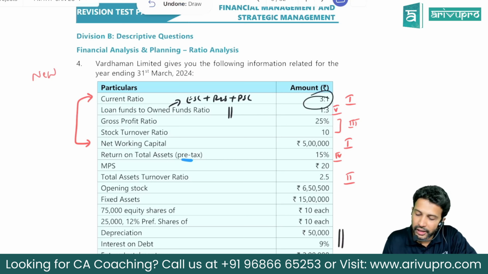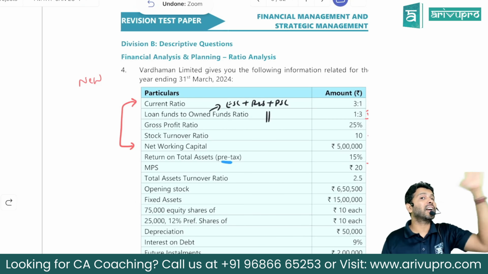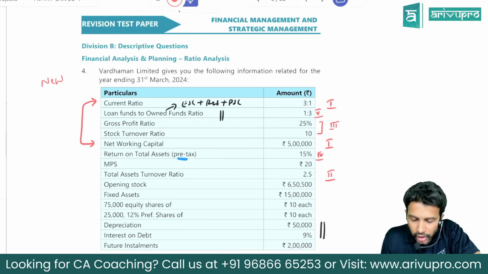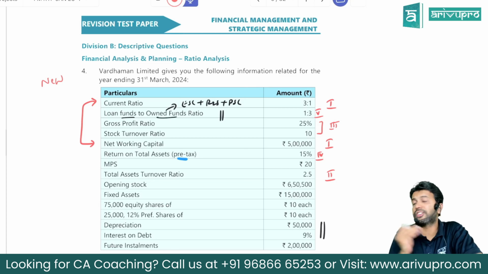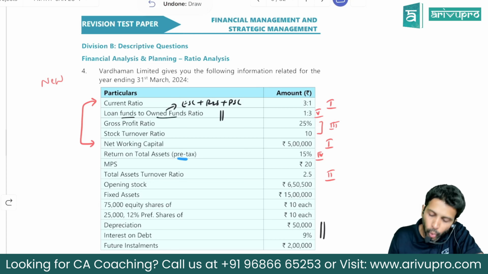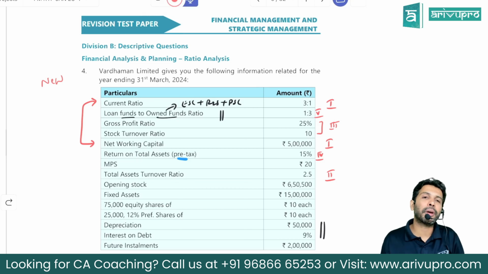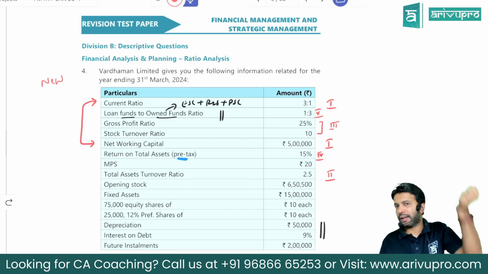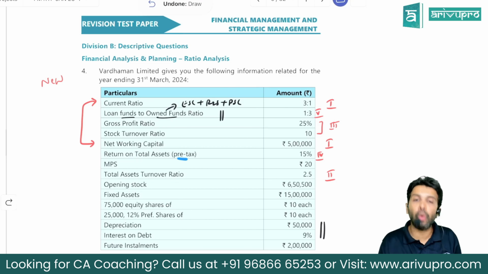So if you substitute, you can get current assets and current liability. That's the connection. Next they gave loan funds to own funds. Loan funds means your long-term debt. Owned funds here refers to your proprietary funds. What are the components of your proprietary funds? Equity share capital, reserves and surplus and preference share capital put together. That becomes your owned funds.